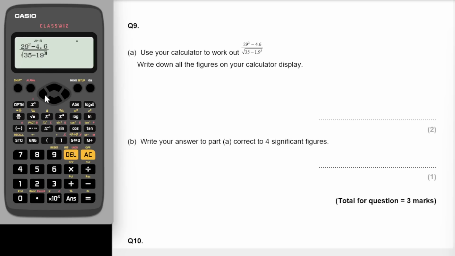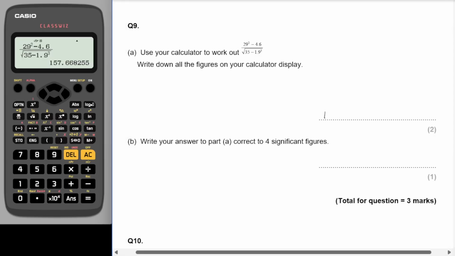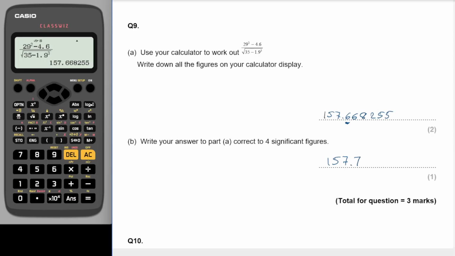Double check that we've typed everything in right, and I believe we've got a decimal point wrong there. Everything else looks fine. Double check it though. That gives us 157. Write down all the figures on your calculator display. So 157.668255. And then we normally have a rounding part, correct to 4 significant figures. So that's the 4th significant figure. The number behind it is a 6, so we'd round it up. So it becomes 157.7.